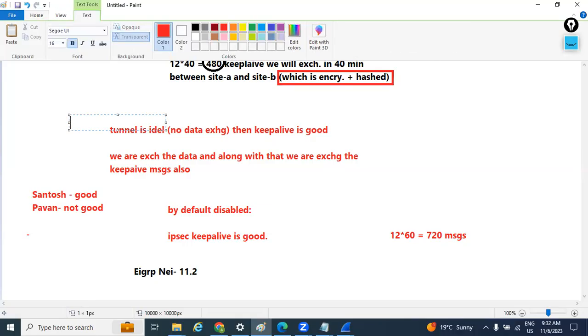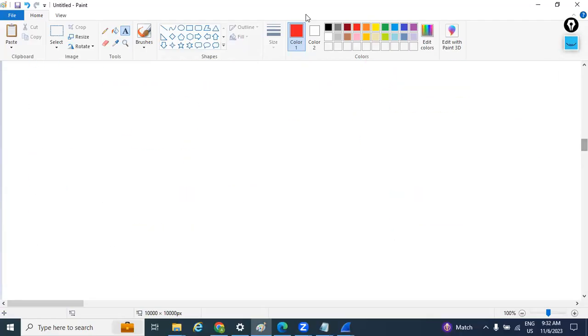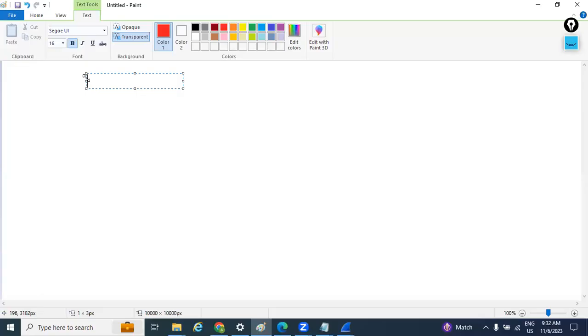In between means Santosh is saying I'll exchange the data, or I'm exchanging the data, after 15 minutes, and before exchanging the data, which is about a 1 TB file, before sending the file, I just want to be sure that, yes, the tunnel is up between both sides. So Pawan is saying unnecessary messages, I do not want them. Okay. So this is kind of on demand. So the question is, is there any solution in between? Yes, we do have a solution, and the solution is known as the IPsec DPD concept.